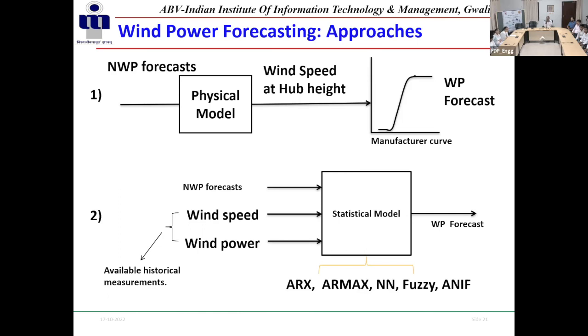But nowadays, in the new models we are using, we have the wind speed and the wind power forecast, and then with some statistical model, we can get the wind power output. For wind power, I have the previous data, which already exists. Wind speed is also there. Using those, I can get the wind power. The various statistical models are fuzzy, ANFIS, neural network, ARMA, and all of these we can use.